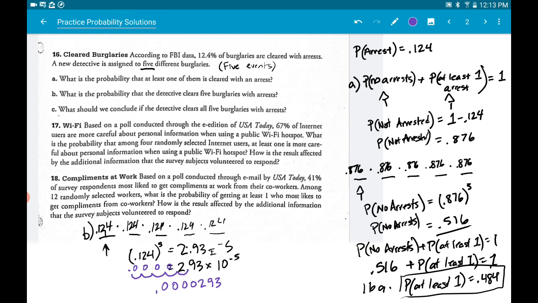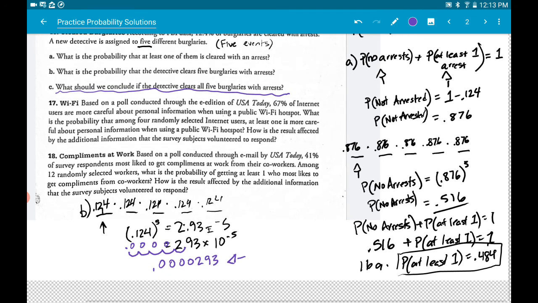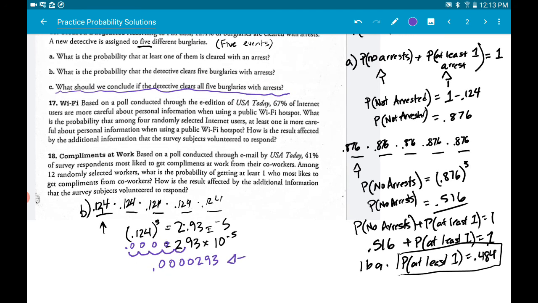So this last question is kind of an interpretation. What should we conclude if the detective clears all 5 burglaries with arrests? Oof. That is very small, that is unlikely to happen. Maybe there's something going on behind the scenes that we want to check into. And so, again, very, very, very low likelihood.